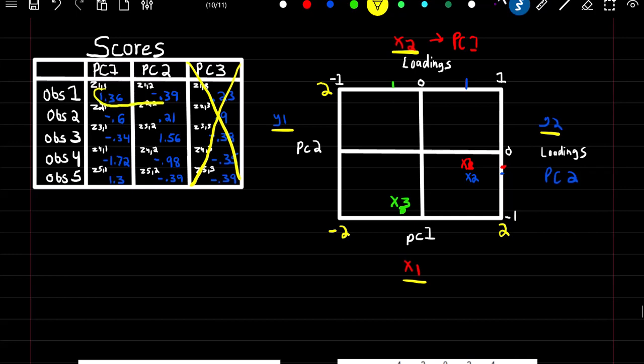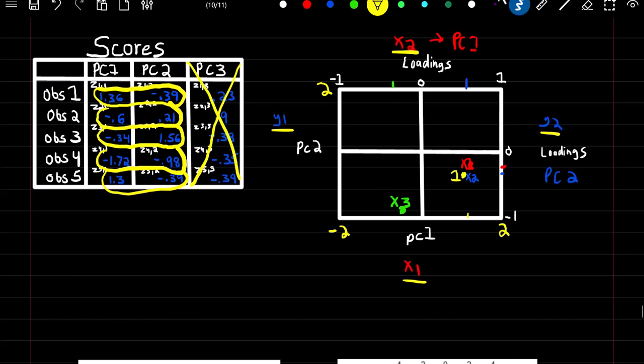We're going to have 1.36 and -0.39, -0.6 and 0.21, -0.34, 1.56, -1.72 and -0.98, and 1.3 and -0.39. So now we're mainly focused on our x1 and y1 axes. So for our first score, it's going to be at 1.36 for observation 1, which would fall around here, and then it's going to go up to -0.39. So it would fall right about here. So that's going to be our score 1.